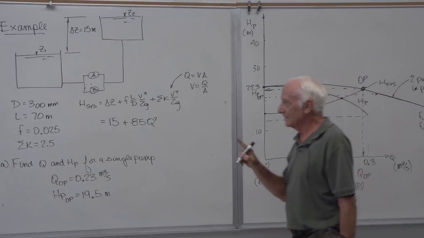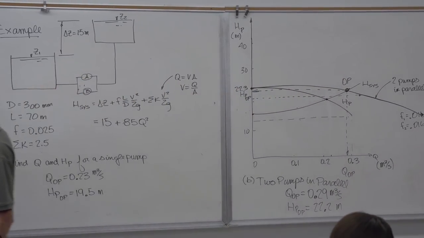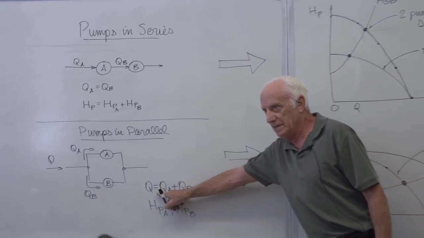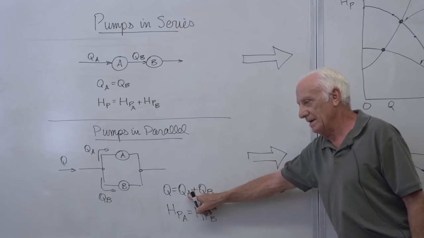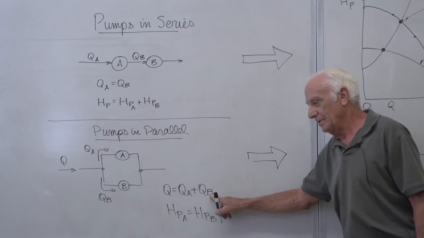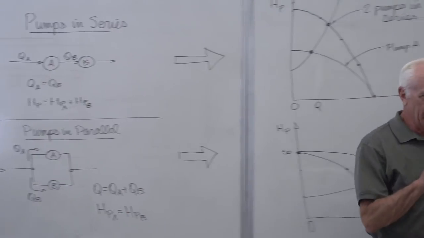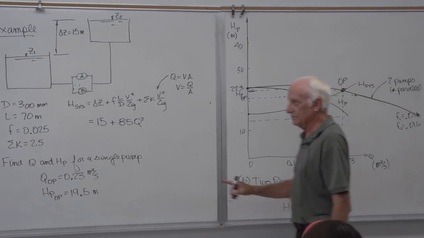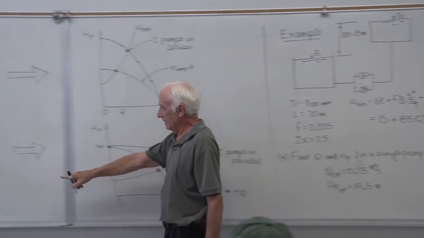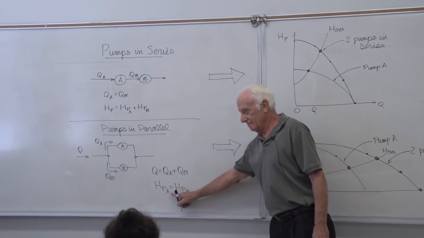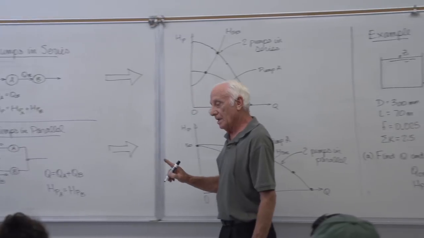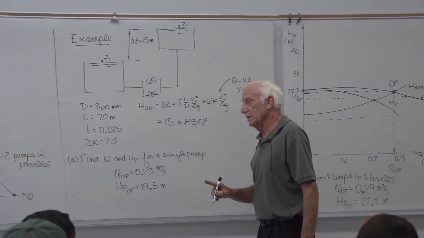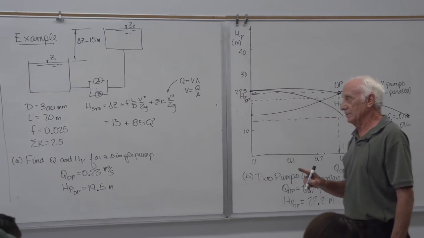Okay, there it is right there. What's that Q coming in? 0.29. What's that guy? 0.29 divided by 2. What's that guy? 0.29 divided by 2. Okay, the flow rate is half. How about the pump head, 22.2? Check it out. 22.2. Conclusion? At the operating point, the pump head for both pumps is the same, but the Qs add to get the total flow rate Q.